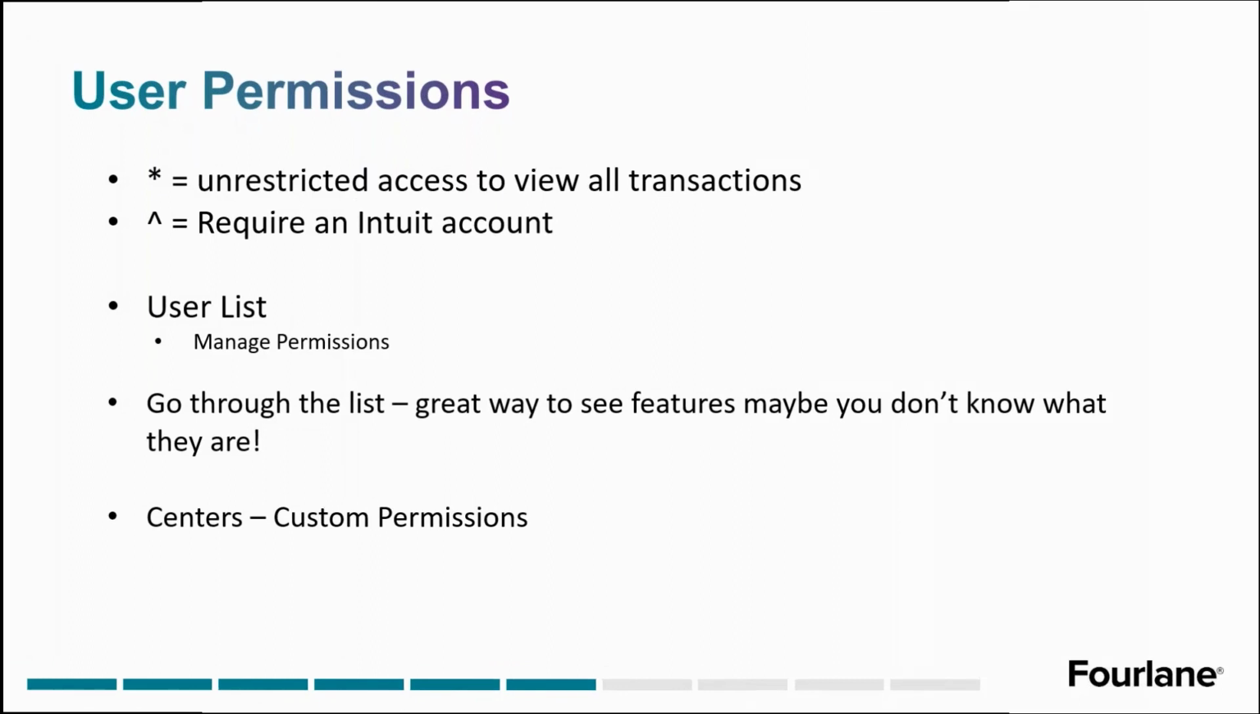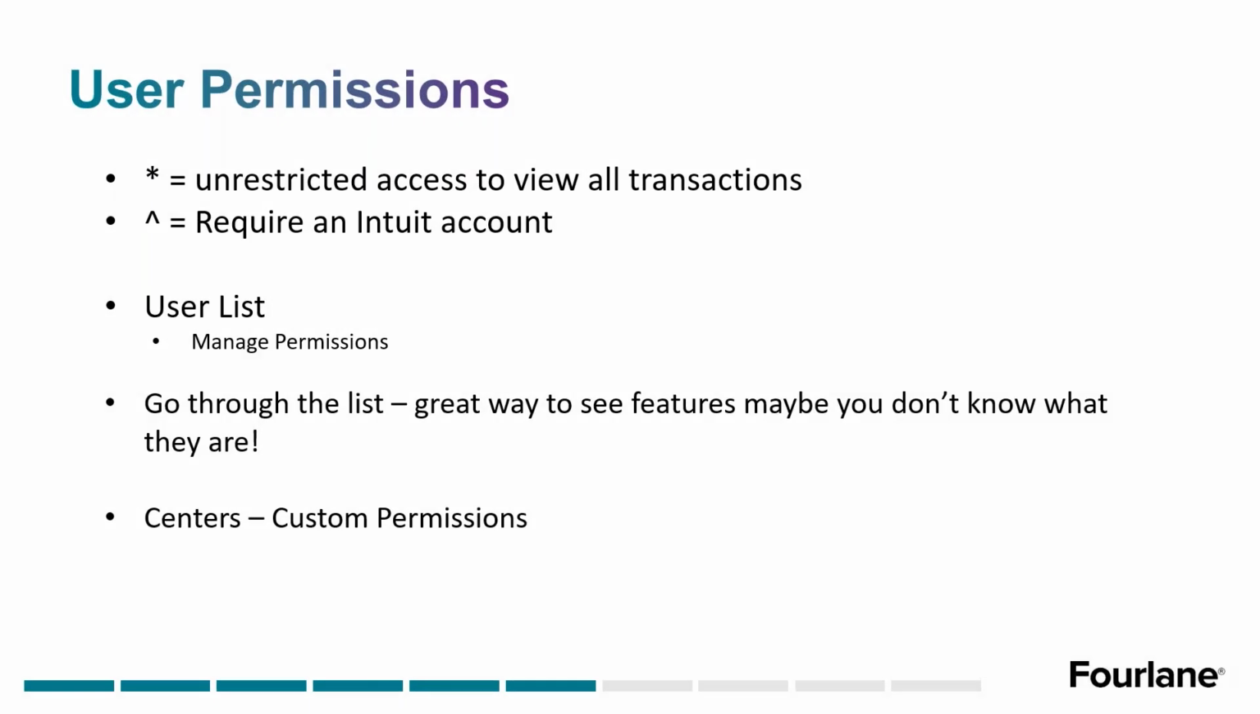All right, so let's talk about what we're going to do today: user permissions. I'm going to leave this slide up for a second. Mostly I'm going to be working in the product, but there are some key things I want you to take away. First of all, there are some symbols in the system when you're setting up roles and users, the asterisks and the little caret here. Those tell you unrestricted access to view all transactions, or that an Intuit account is required. So those are some quick visuals.